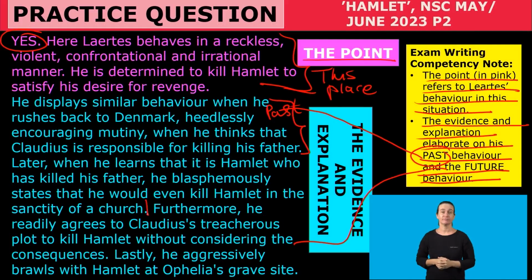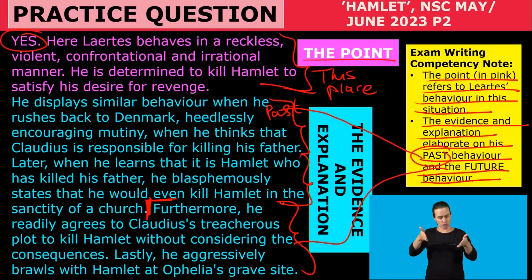Then, this also relates to the past, and now here, with the furthermore, right, we are now dealing with the future. Furthermore, he readily agrees to Claudius's treacherous plot to kill Hamlet without considering the consequences. Lastly, he aggressively brawls with Hamlet at Ophelia's graveside. So from the furthermore to the ending, we are dealing with the future.